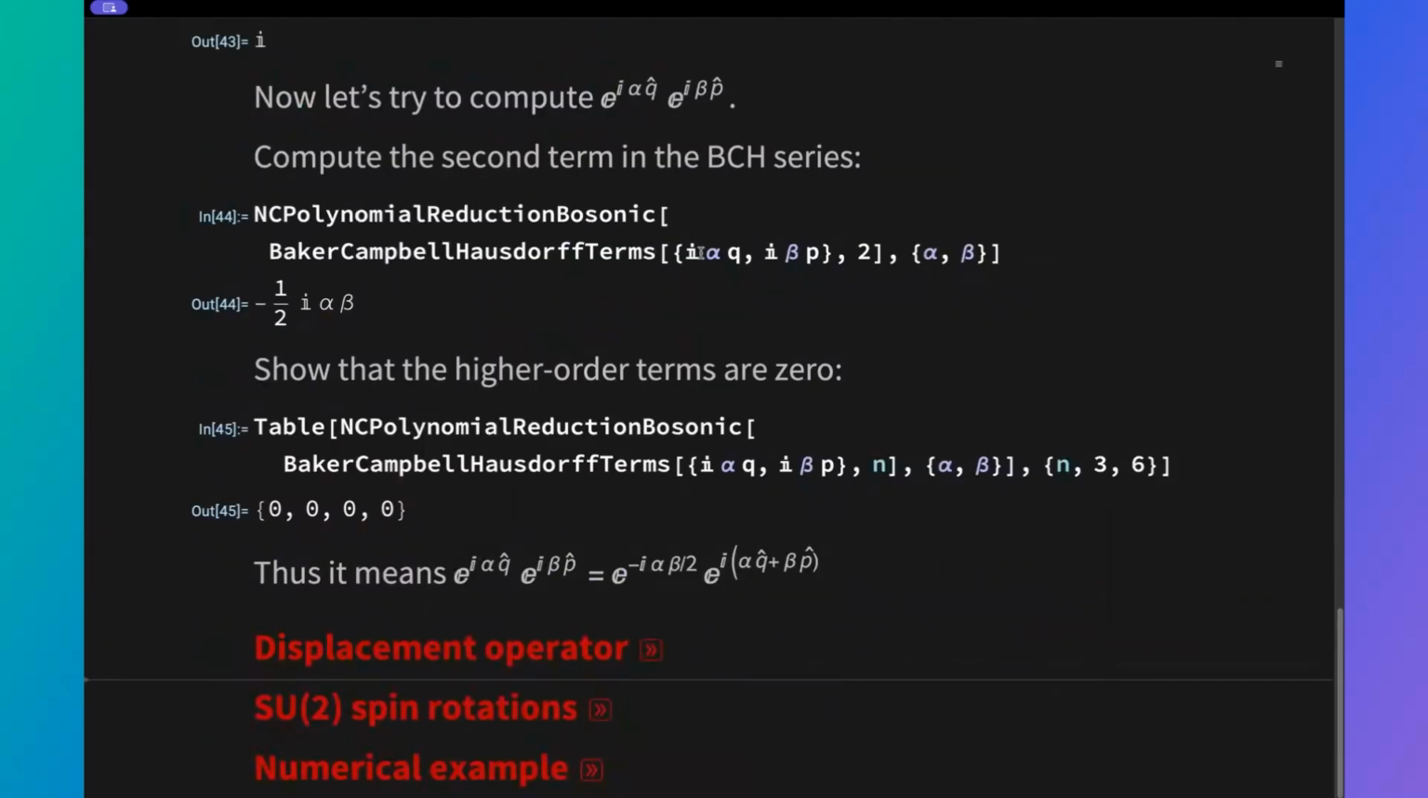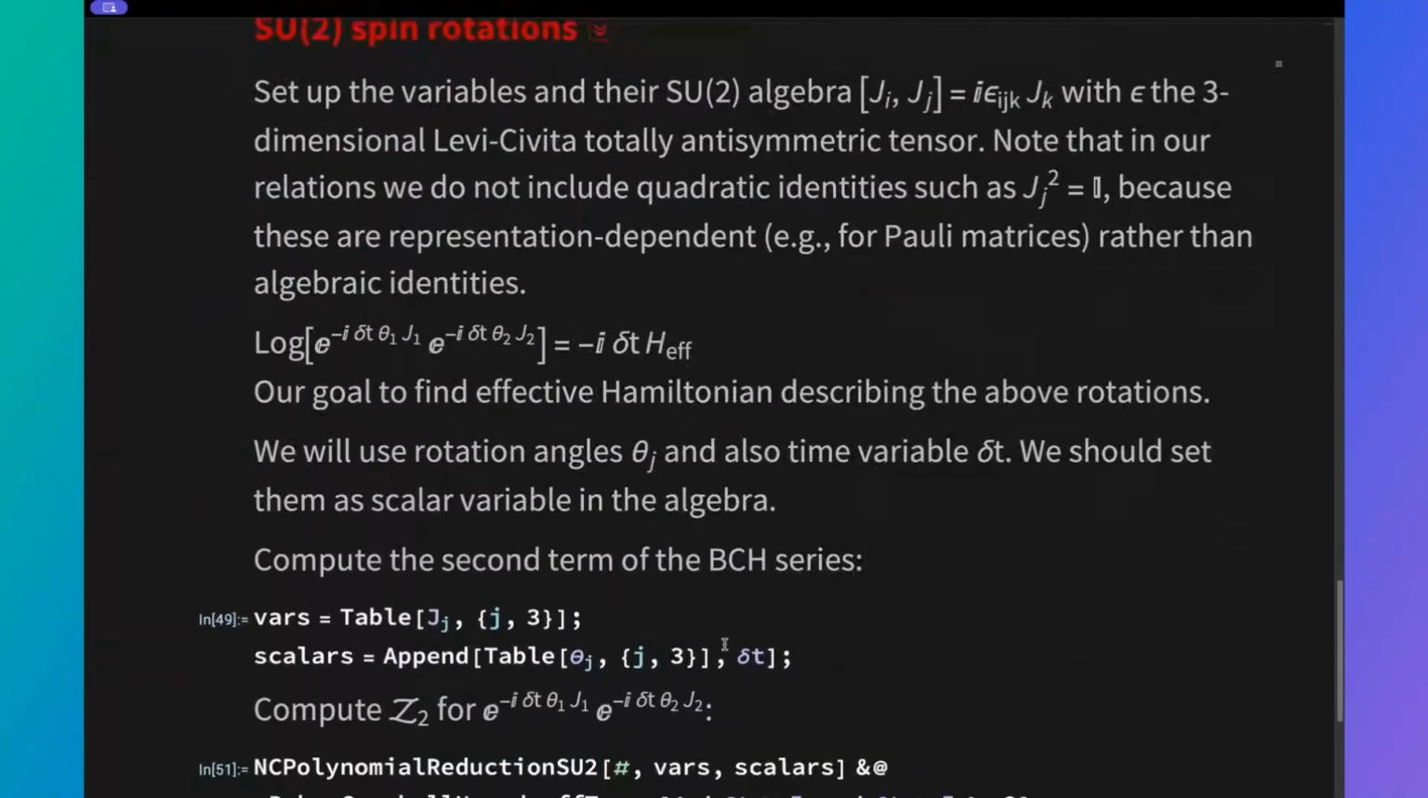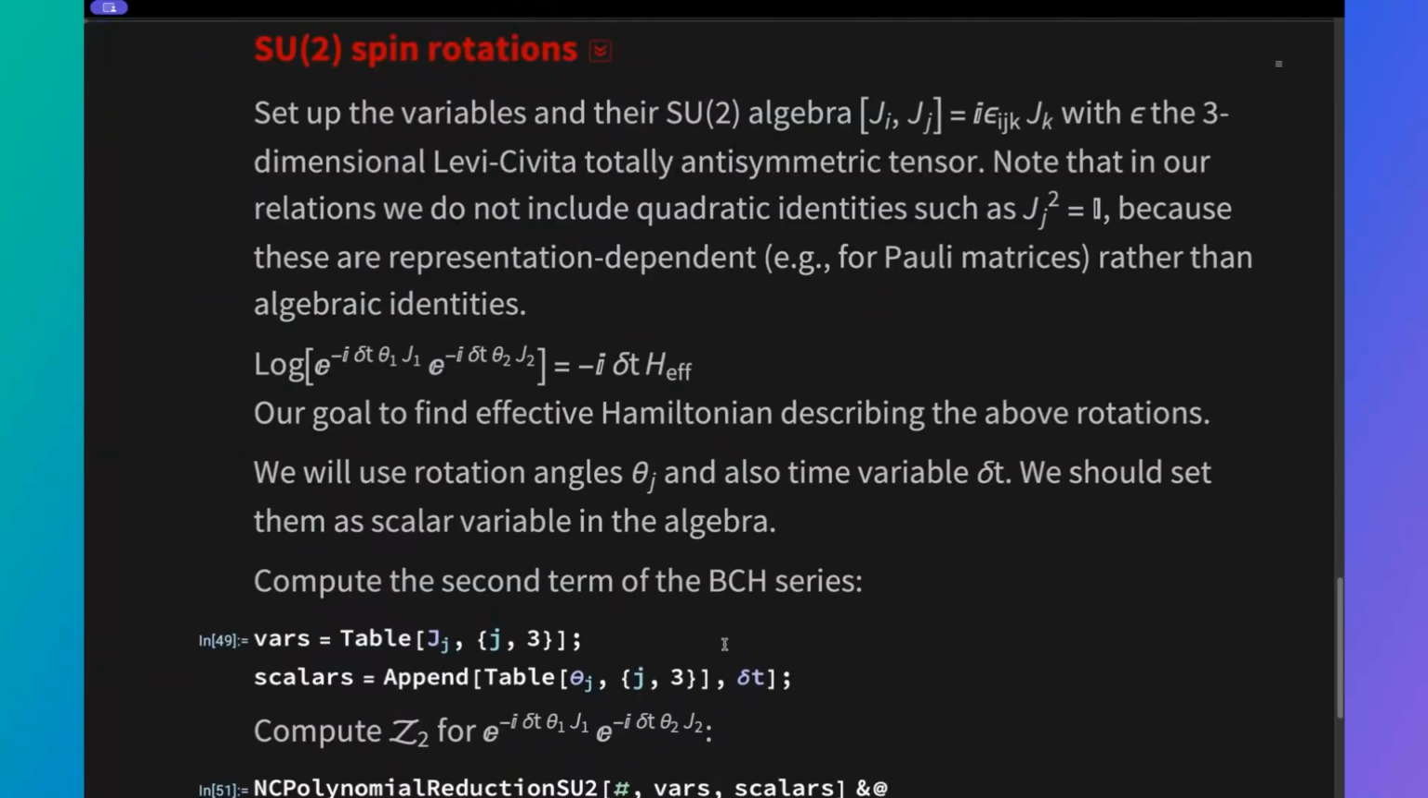Let me skip through a couple of examples and show you another case, which is the famous SU(2) Lie algebra. It's a very popular group in quantum. The famous Pauli operators satisfy it, and many other angular momentum operators, the same story. Basically the algebraic relationship is just the commutation relationship with the famous Levi-Civita tensor. Okay, so that's how I set up the algebraic relationship between these operators.